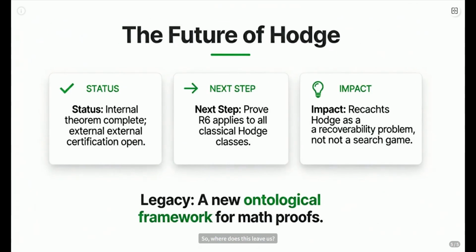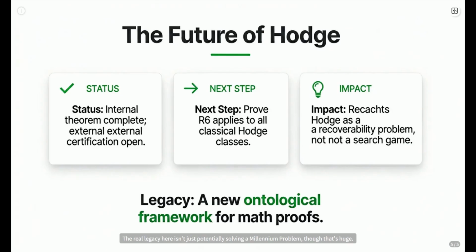So, where does this leave us? The internal proof within the R-base system is complete. We've built the machine, run the demo, and it works beautifully for the cases we test. But the grand prize, the universal validation across all classical Hodge scenarios, that's still the open challenge.